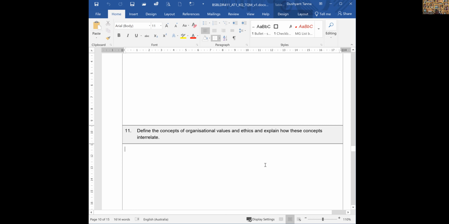So values are the principle, the standard, the belief that a business holds. Okay, ethics are how the practices in the organization an employee follow. What practice do you follow? Right. So again, values are the principle, the belief, the statement, the standard that a business holds. Ethics are the practices that you follow. Okay. Ethics are aimed at achieving the values.